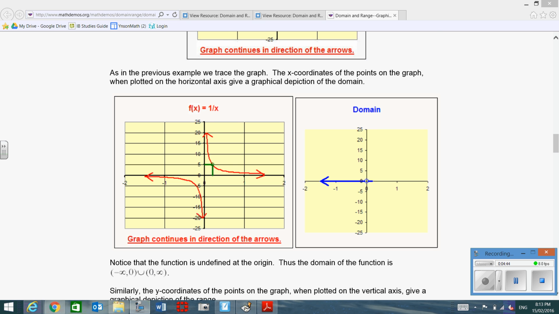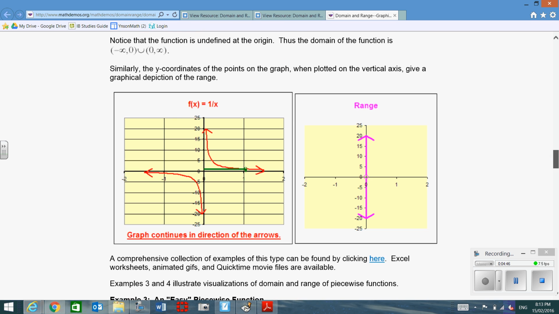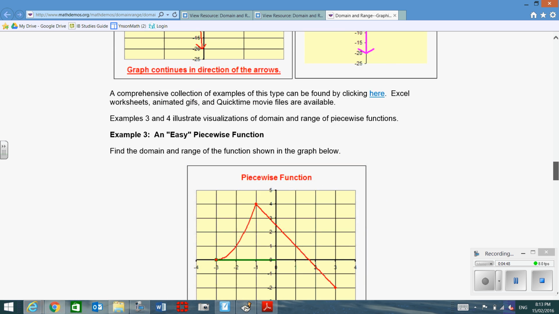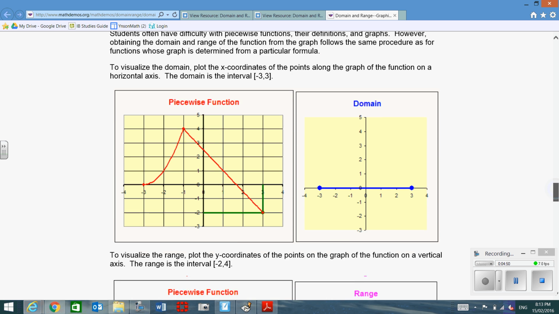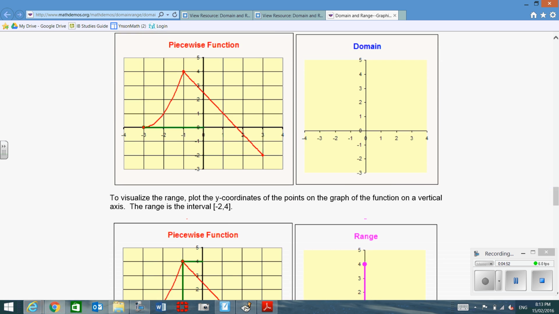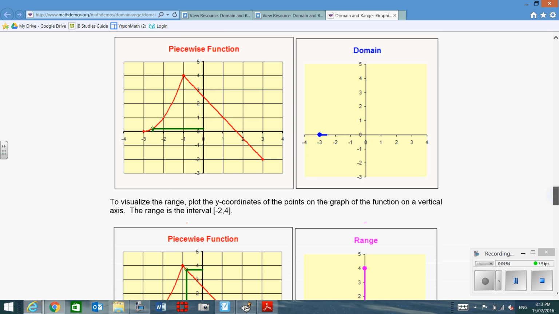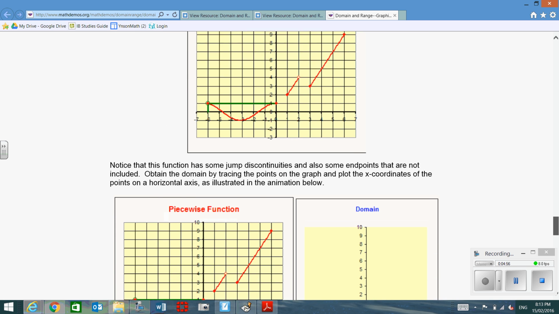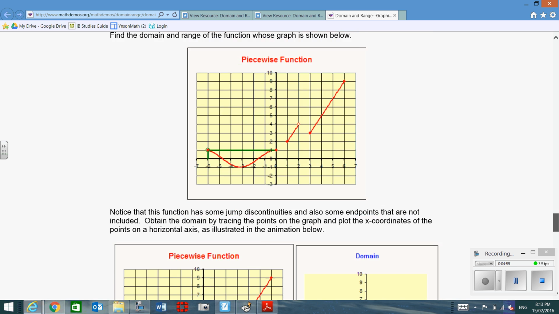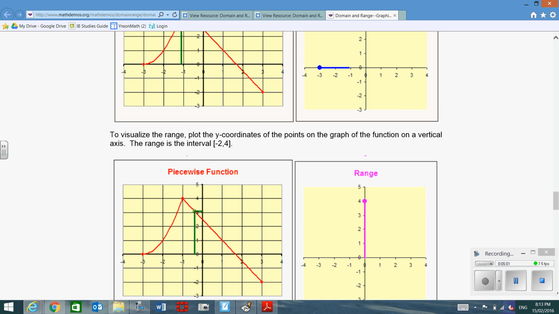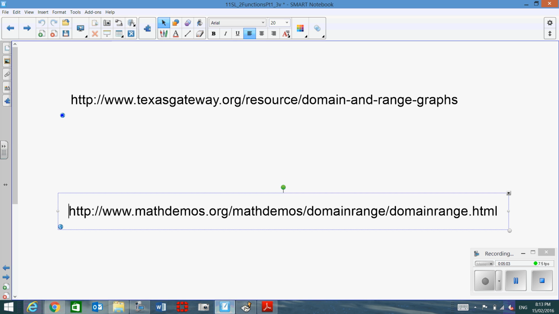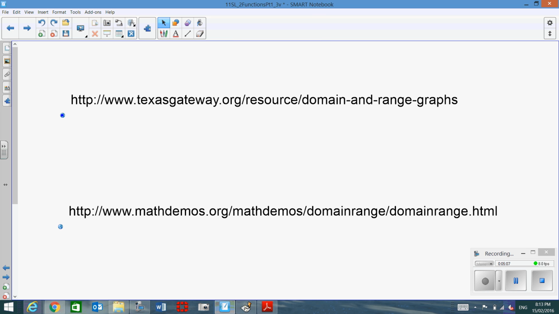So coming to this website, there are tons of examples. If it's a little difficult to visualize what is happening when you're tracing the domain and the range from a graph, it'd be great to take a look through these different functions and see if you can practice until you get a sense of what is really happening here. So both of these are linked for you right here. So you're all going to pause here if you'd like to go to any on your own.